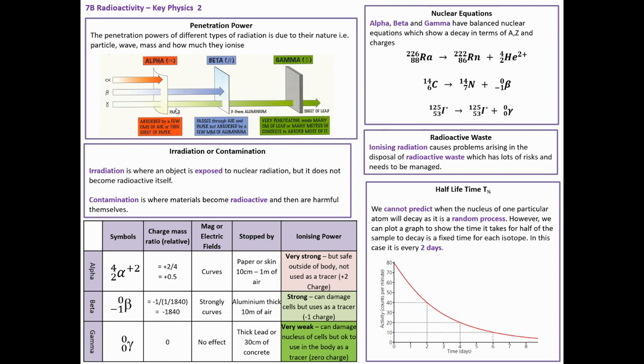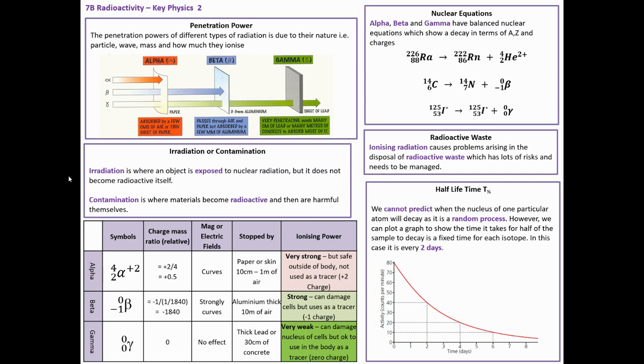Gamma passes through both the paper and the aluminium because it's a wave. It's very penetrating and it needs a lot of centimeters of lead or many meters of concrete to absorb most of it. But they can still pass through even really thick concrete because it's got no mass, no charge because it's a wave.